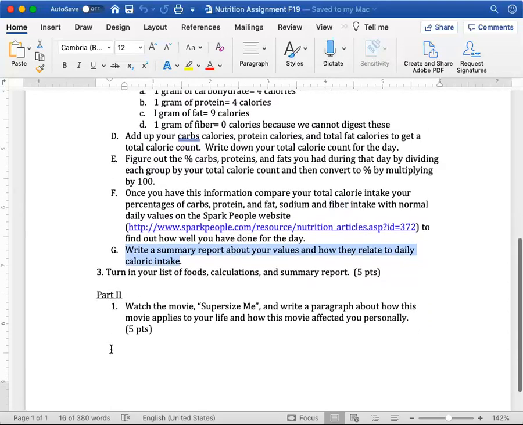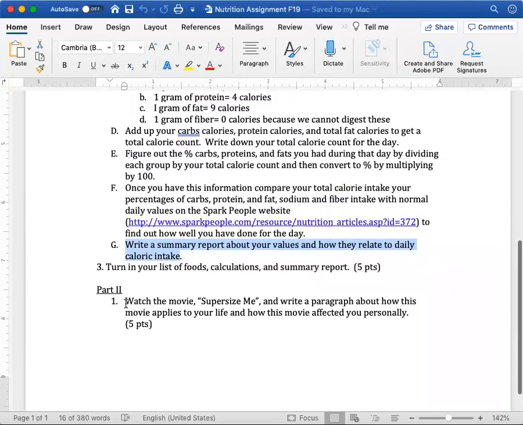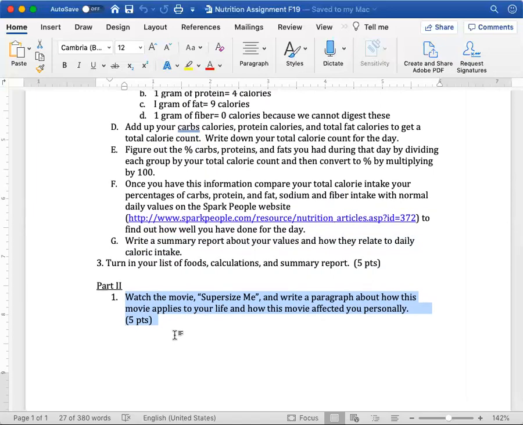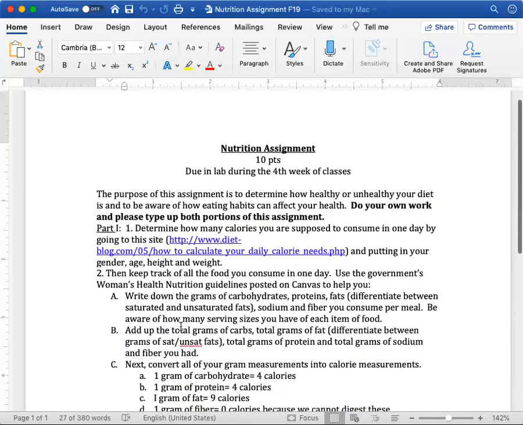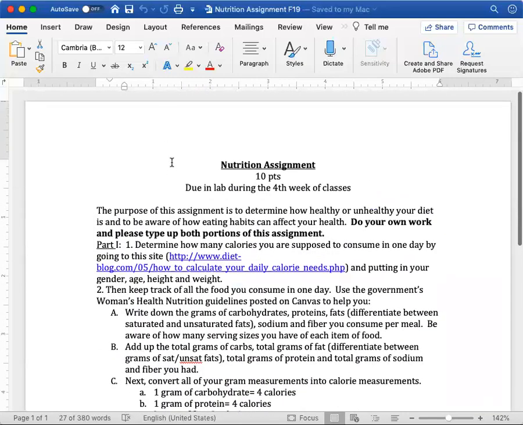And then part 2, watch the movie Super Size Me and write a paragraph about how this applies to you. I know it's an old movie, but I still think it's relevant to fast food. You shouldn't have to pay for it. You can watch it on Netflix for free. You can also look at the clips. There's a lot of clips that you can find, or you can piece together the video. And this is your nutrition assignment.